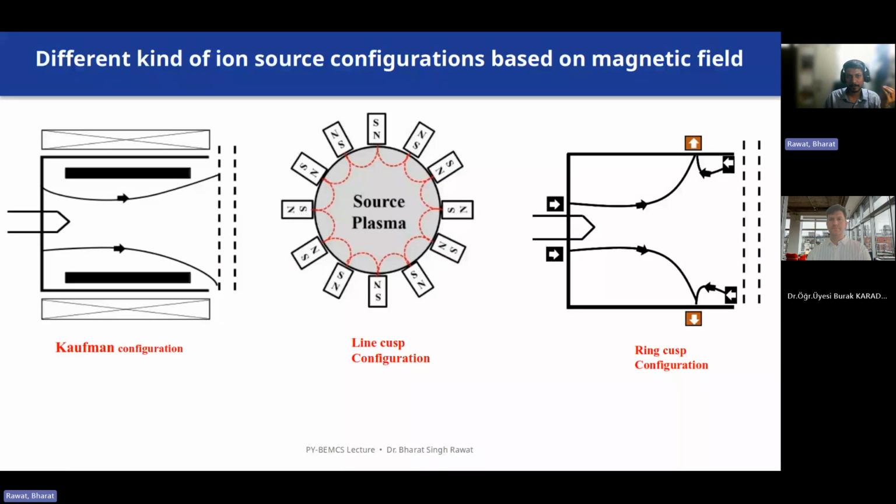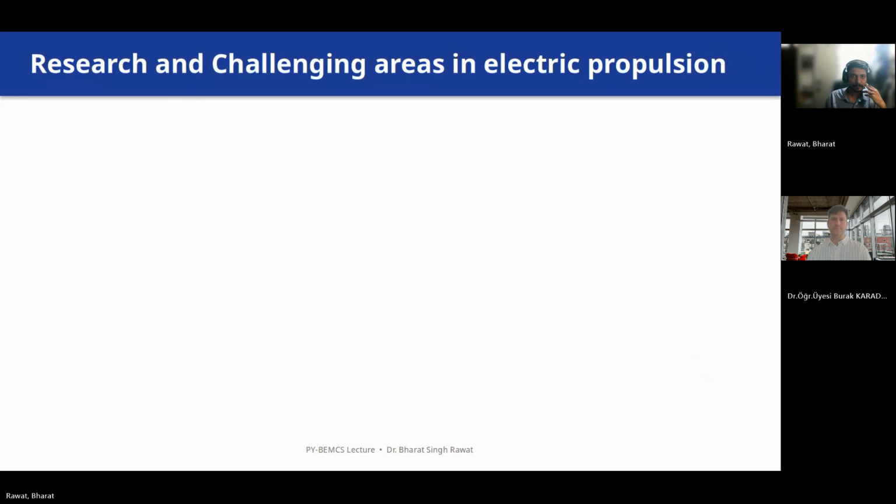There are other kinds of differentiation in ion sources based on how the ions or the plasma is produced, like RF or electrothrusters, but these are not what I'm going to be focusing on right now.